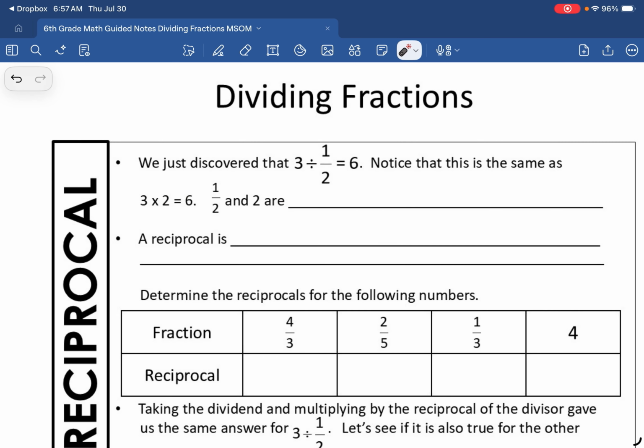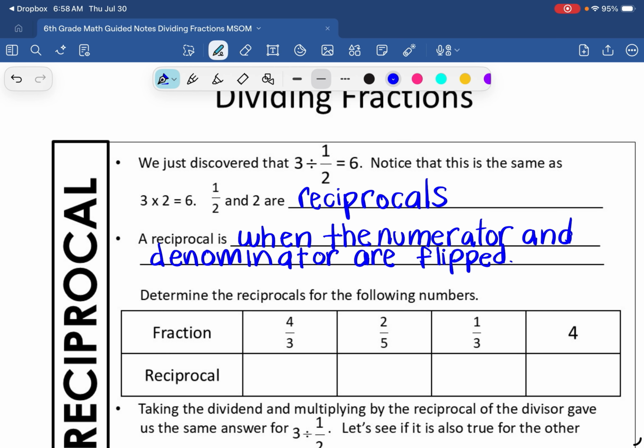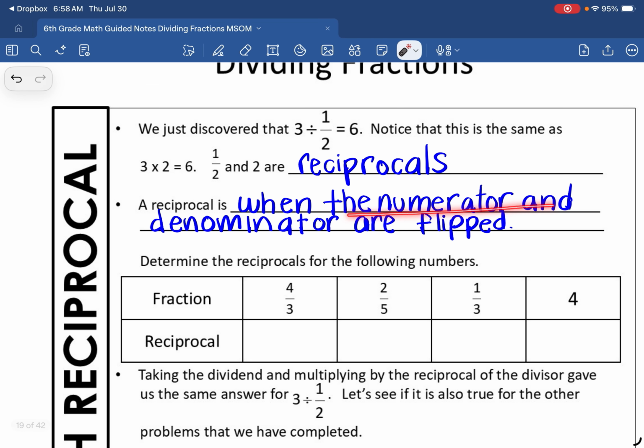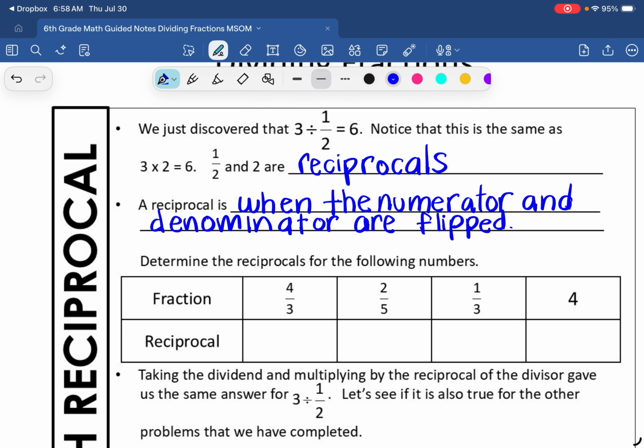We just discovered that 3 divided by 1/2 equals 6. Notice that this is the same as 3 times 2 equals 6. 1/2 and 2 are called reciprocals. A reciprocal is when the numerator and the denominator are flipped. So it was 1/2 and it became 2 over 1. I don't write the 1, but it is 2 over 1.